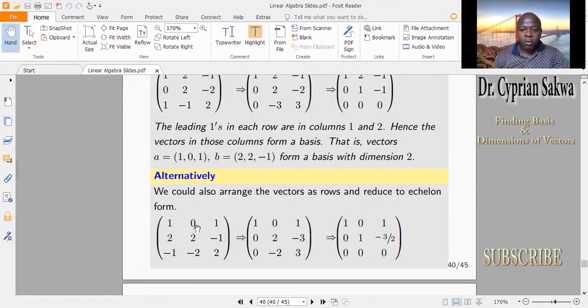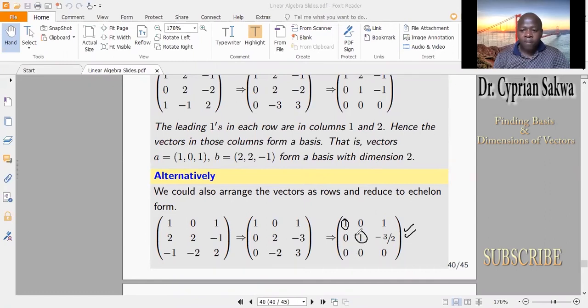Now, the alternative way would have been to arrange the elements in rows and then reduce to echelon form. Let's do that and see what we get. So these are vectors. I will just arrange the first vector in the first row, second vector in second row, third vector in third row, and I've reduced to echelon form to obtain this final matrix. And again, it's very important that I identify the leading ones. This leading one and this leading one.